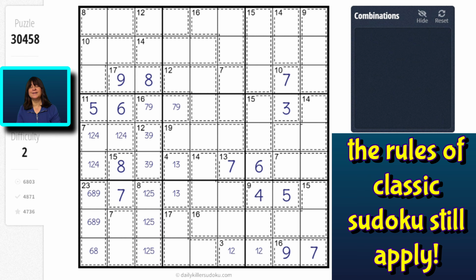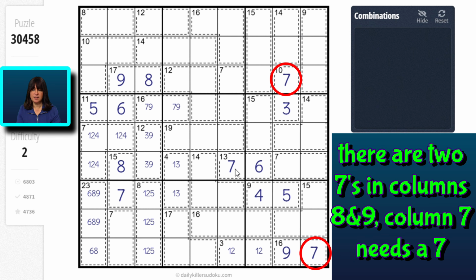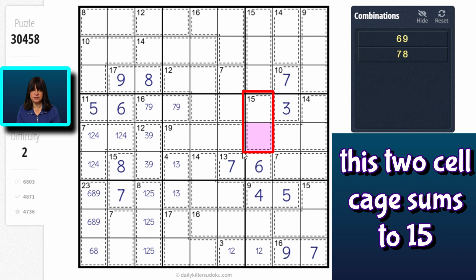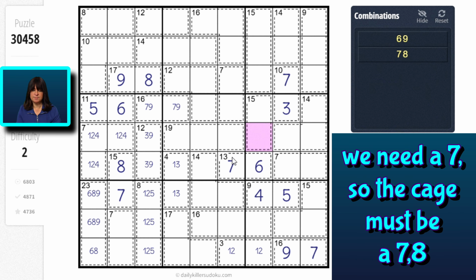Now, while we're working on killer cages or killer Sudoku, you have to still keep in mind the rules of classic Sudoku. We have 2 7s here in columns 8 and 9, so there needs to be a 7 in column 7 here in block 6 in one of these 2 cells. And these 2 cells make up a cage summing to 15, so that has to be a 7 and an 8. But in this row, there's a 7-9 matching pair, and they're locked into this row, so there can't be any other 7s or 9s in the row. So that means this has to be an 8, and then this is the 7.